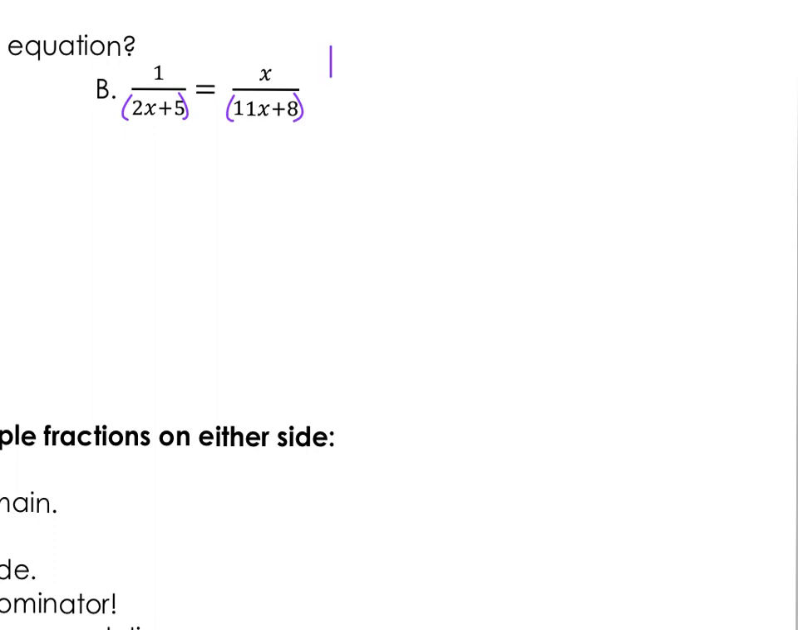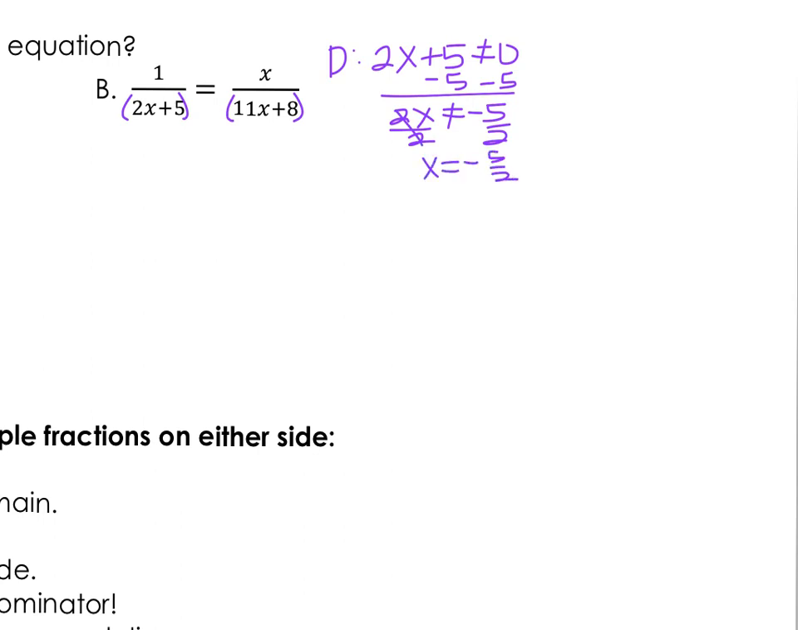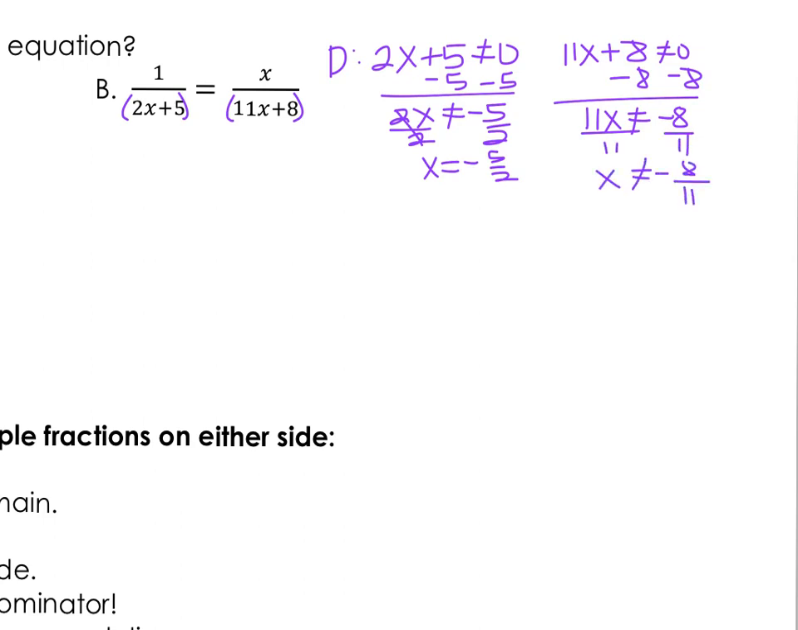So we can go right to our domain rule. If 2x plus 5 can't equal 0, we have to actually solve for x. I'm going to move 5 over and then divide by 2. So this means x can't equal negative 5 halves. And then 11x plus 8, if that can't equal 0, move the 8 over and then divide by 11. x also can't equal negative 8/11. So we just have to check our answers when we're done.